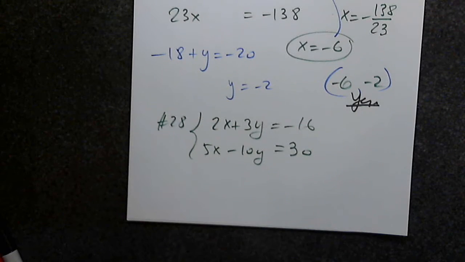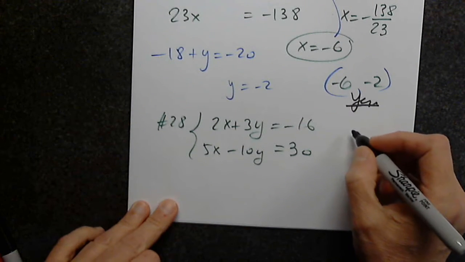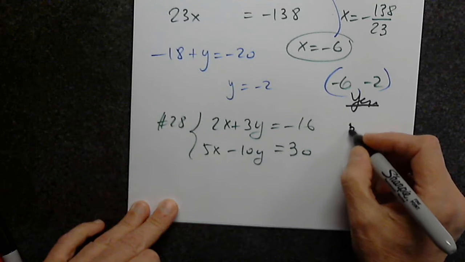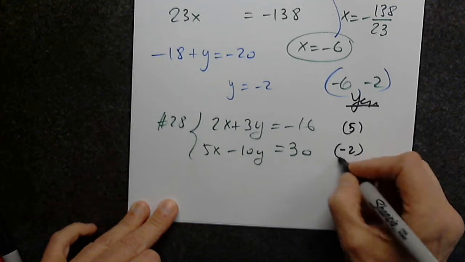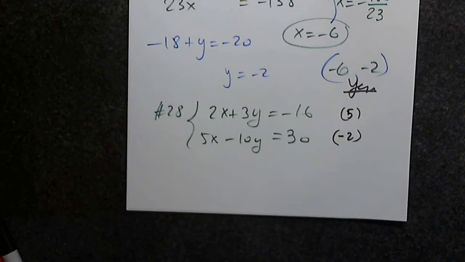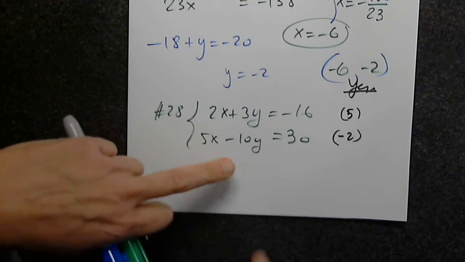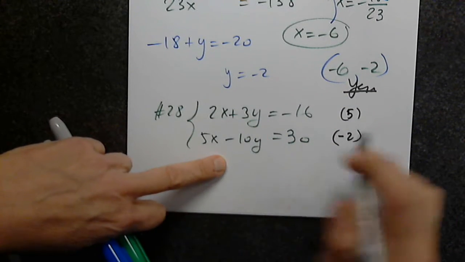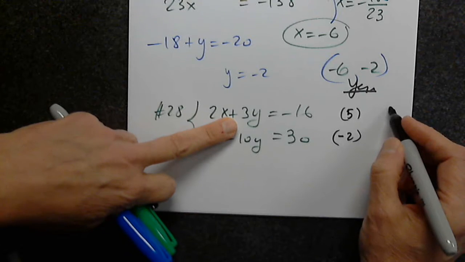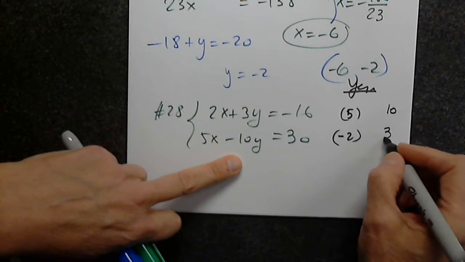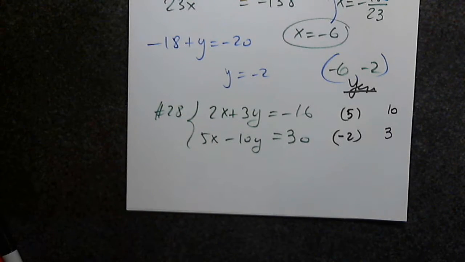Obviously the multiple of 2 and 5. This requires a 5, and this requires a negative 2. Let's analyze the other one. If we decide to eliminate y, obviously I have to multiply the top by, very good, and the bottom by 3. So if you would like to consider not multiplying by a negative number, you would choose eliminating y.